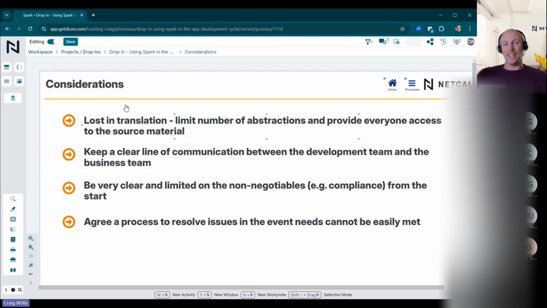And that's the key thing. The development team need to understand the context as much as anyone else. Keep a clear line of communication between the two teams.